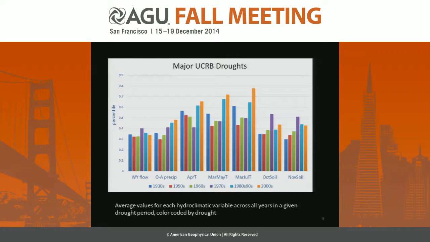And then if we look at soil moisture, the first 2 droughts were lowest in terms of soil moisture. The 1970s was the wettest, and then the last 2 droughts were more intermediate with regard to soil moisture.